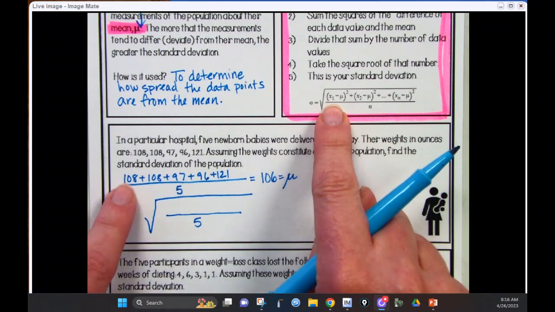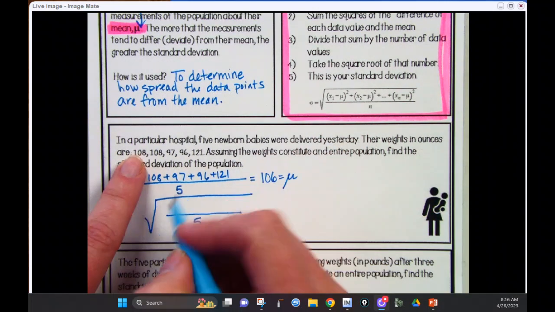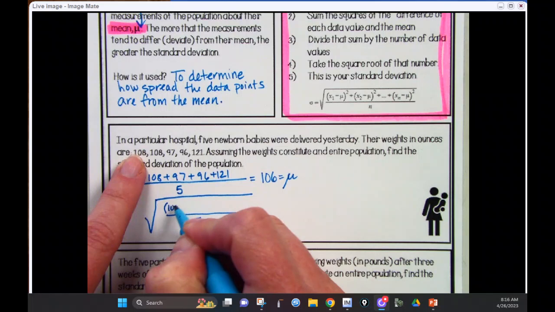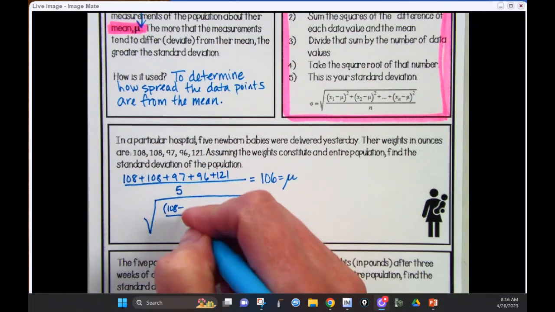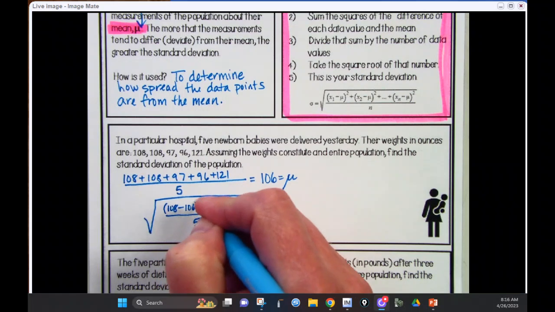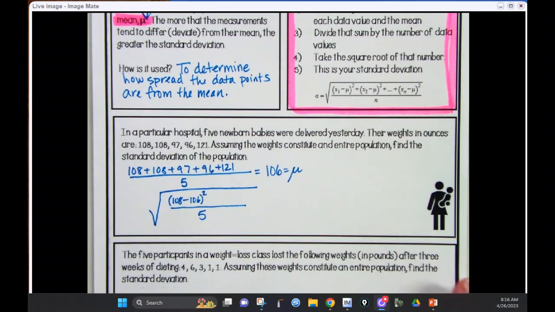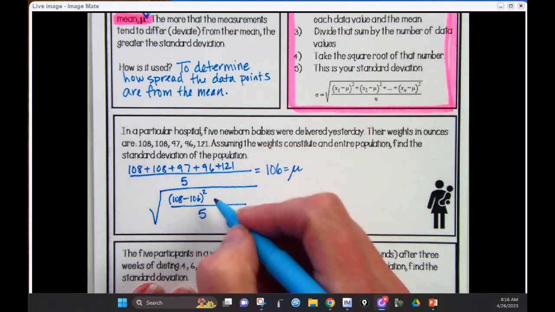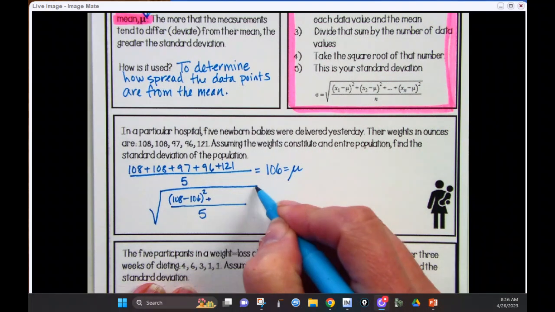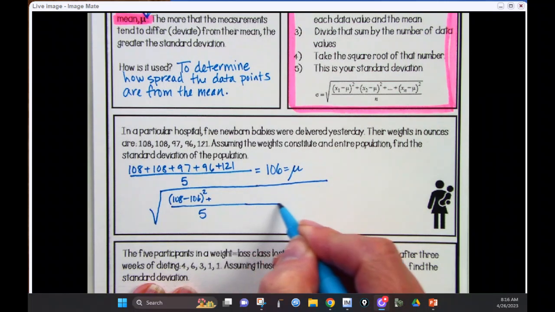0.1 is what? 108? So we're going to do 108 minus, what did we get? 106. And we're going to square it. The reason we square that is so we can get rid of negatives. So we're squaring it, and then we take the square root. And then watch your sign in between those is plus. So this has got to be bigger. I'm going to run out of room.